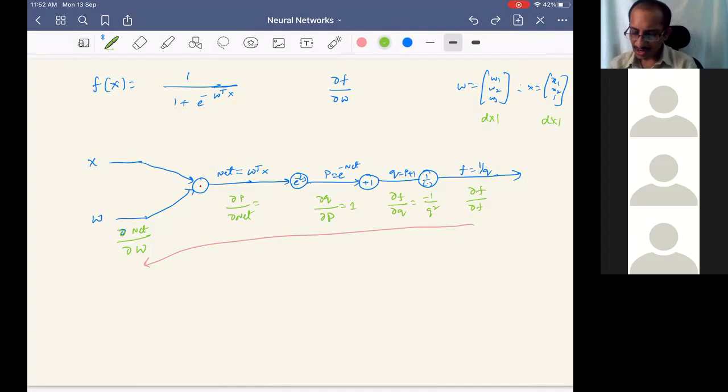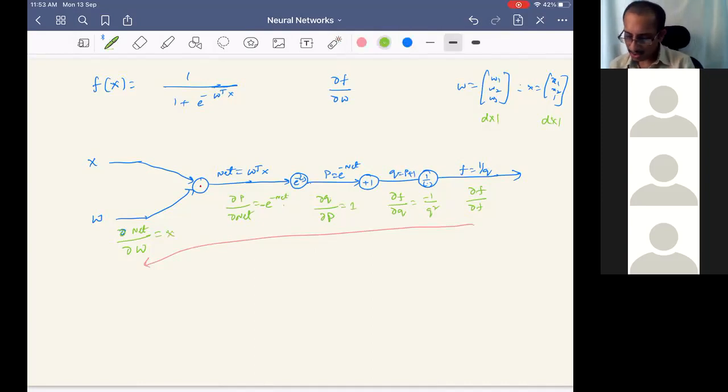And then dou P by dou net is what? E power minus net into minus 1. That's all right. And dou net by dou W, what is this now? Net equal to W transpose X, so dou net by dou W is nothing but what? Yeah, quick answer is required. Net is W transpose X, so it is X, correct. Okay, this X. That's all.